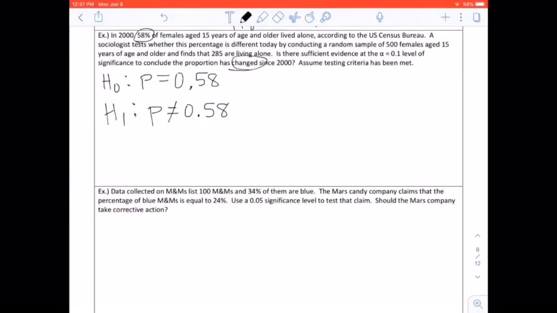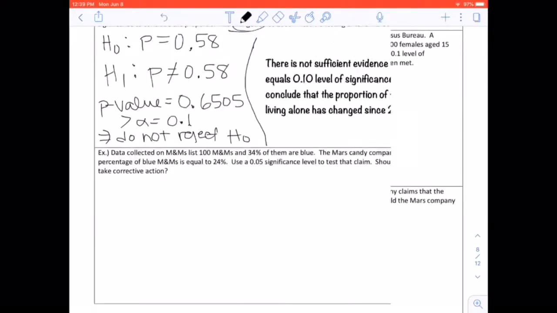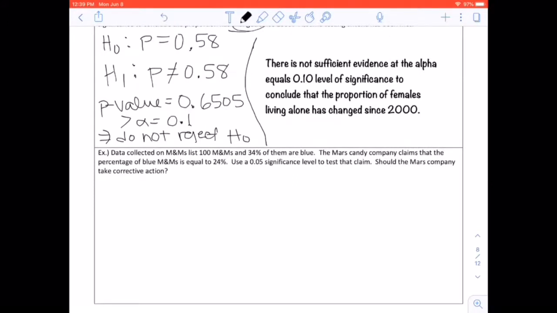So from the calculator, we get a p-value equal to 0.6505, which is greater than alpha equals 0.1. And this means that we do not reject H naught. So in conclusion, we would say there is not sufficient evidence at the alpha equals 0.10 level of significance to conclude that the proportion of females living alone has changed since year 2000.